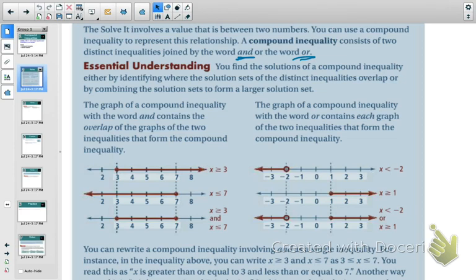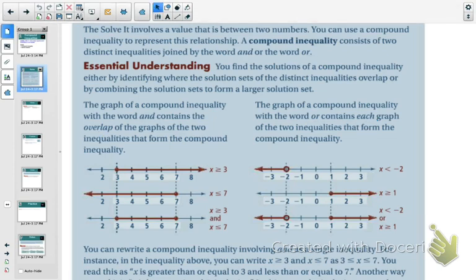The graph of a compound inequality with the word and contains the overlap. So and is the overlap of the graphs. The graph of an inequality with the word or contains each graph, so both of the 2 inequalities. So it's both of them combined.